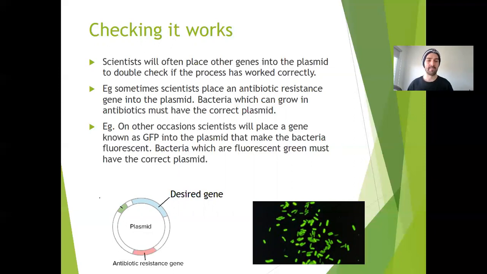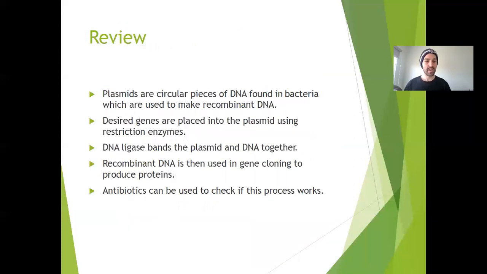This is a common question in exams about testing for plasmid uptake, or seeing if gene cloning actually works. So knowing about antibiotic resistance and knowing about the green fluorescent protein is quite important to make sure it also works. So in review, we use plasmids for recombinant DNA, and they're the circular piece of DNA found in bacteria.